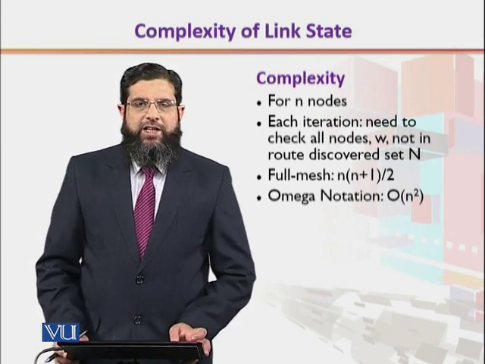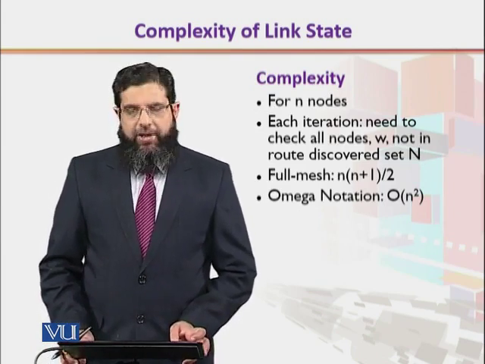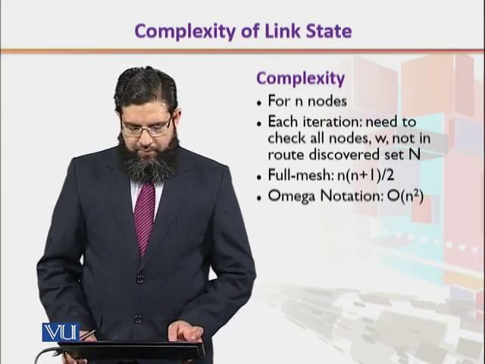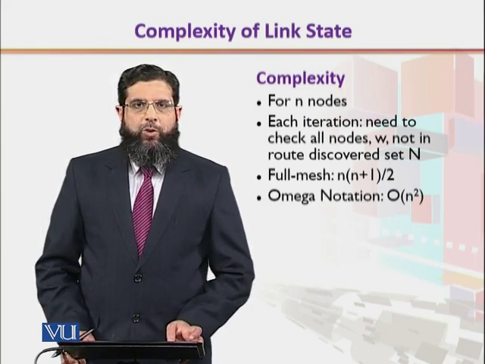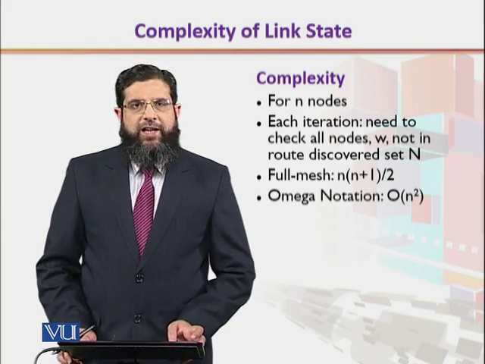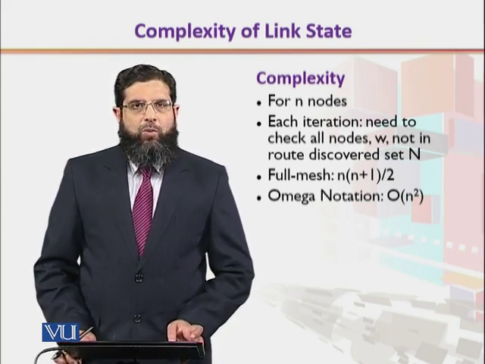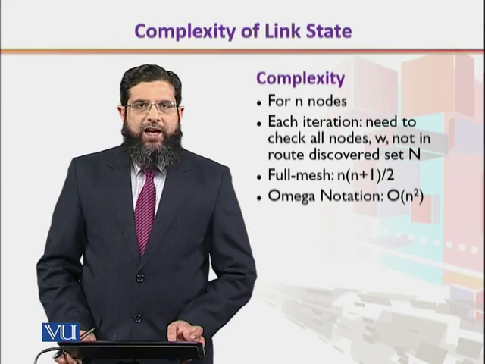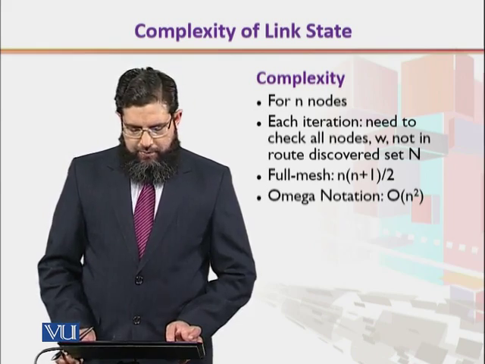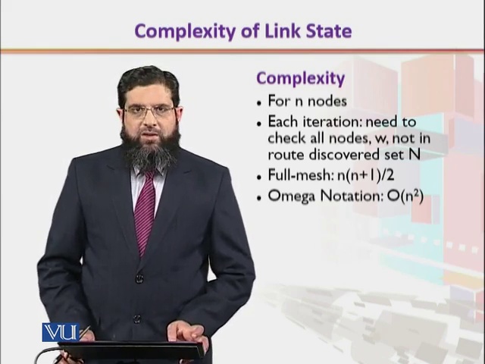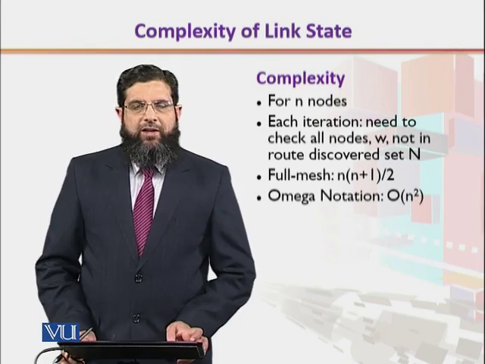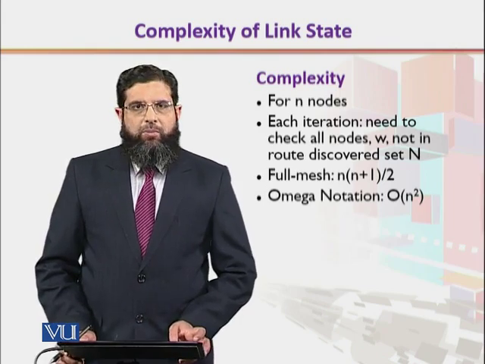The complexity of link state is actually the complexity of a full mesh, because the nodes in the network are associated with each other through links that could form loops, either becoming a partial or a full mesh. So the complexity is highly dependent upon the messages which flow on these links, represented as n times (n plus 1) divided by 2. Mathematically, in terms of omega notation, the message complexity and the time complexity are of the form n squared.